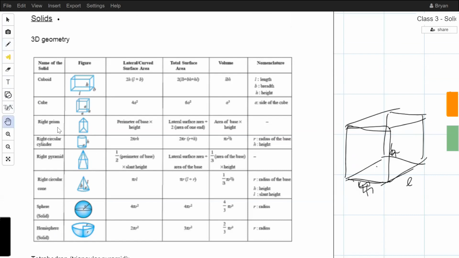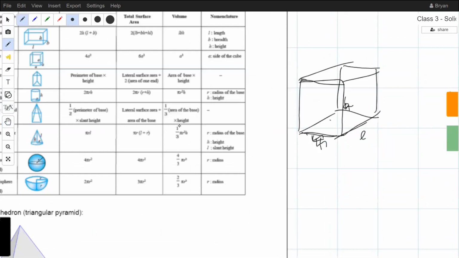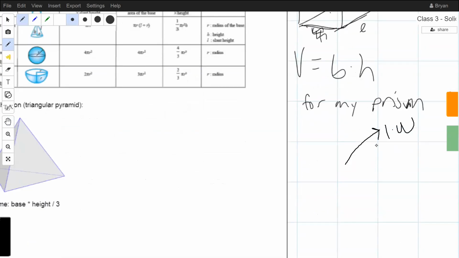And the property of the volume equals base times height for any prism. What do I mean by prism? A prism is literally any shape. It doesn't have to be a square or rectangle. It could be a triangle, hexagon, pentagon, anything, just extended into a block.